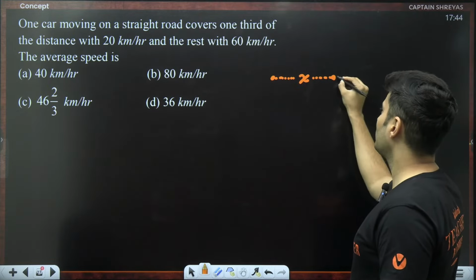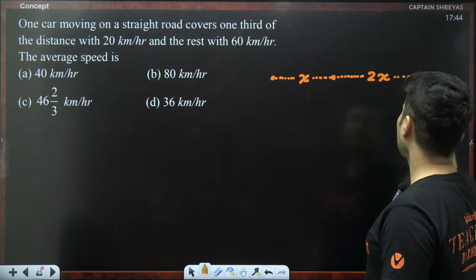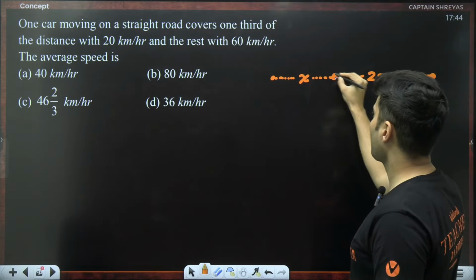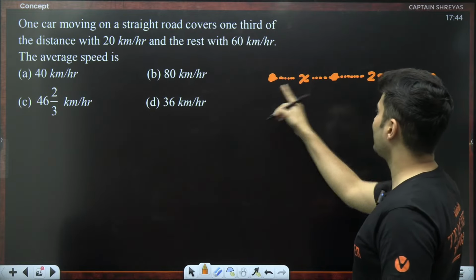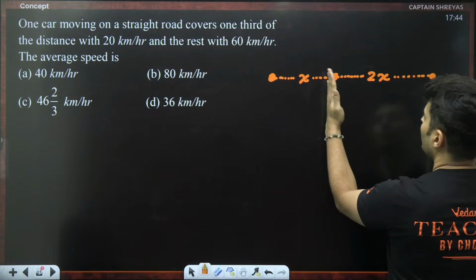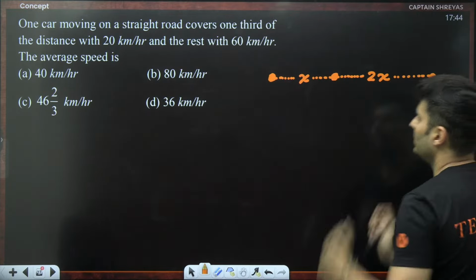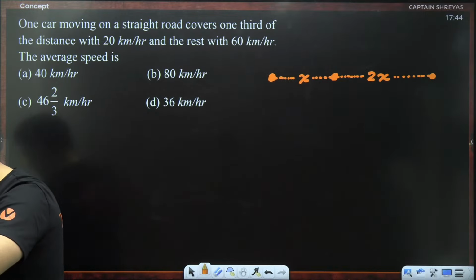2/3 of it, which is basically 2x. So this will be 2x. This is how I look at it. From here to here is x. From here to here is 2x. X, 2x and x. 1/3, 2/3. Everybody is able to visualize this much part? Awesome. Very good.